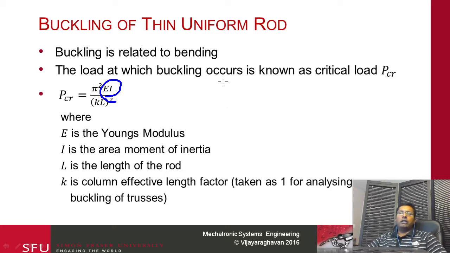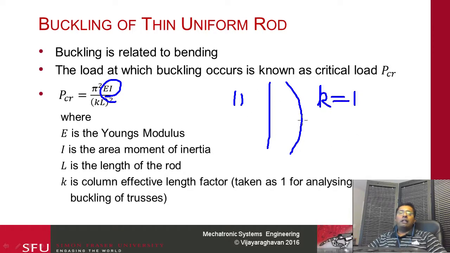If you have a smaller rod and it tries to deflect, it isn't going to deflect too much. If you have a longer rod, it can potentially deflect more. That's the reason you have the length coming up over here. And then finally, you have this column effective length factor K, which measures the effective length. If it's free like so, this is simply supported, so K becomes 1.